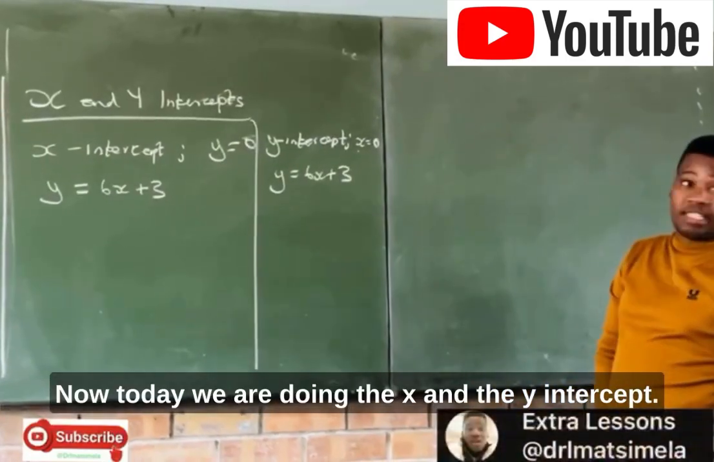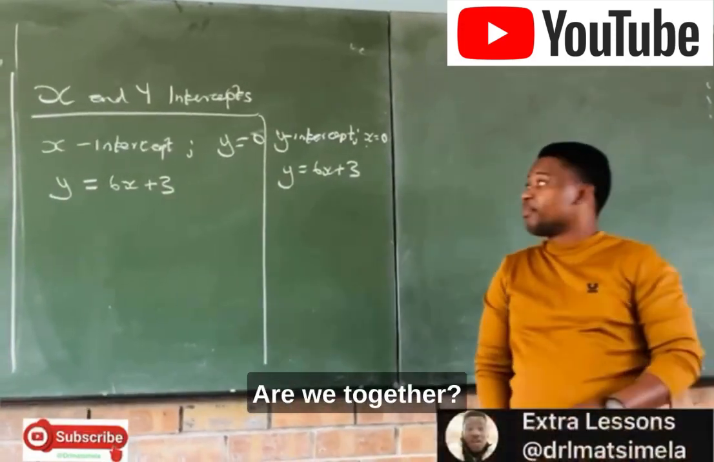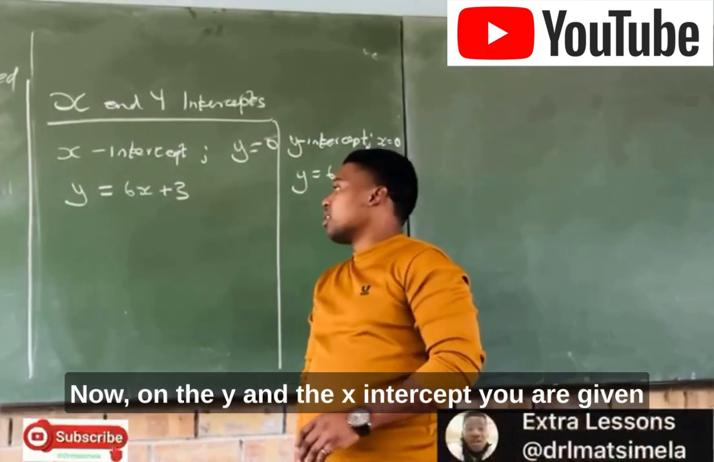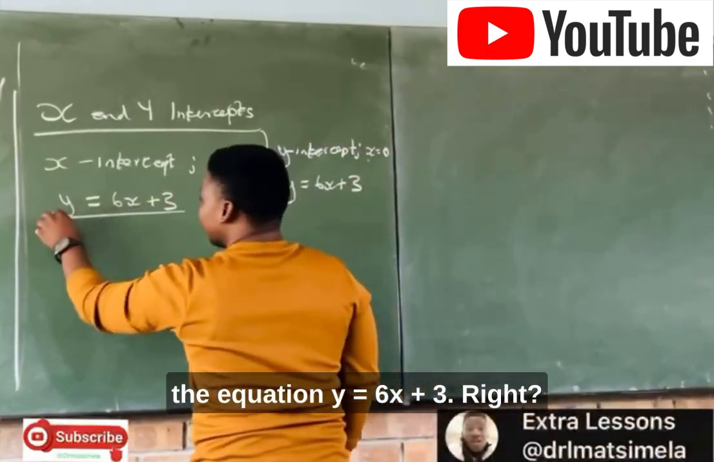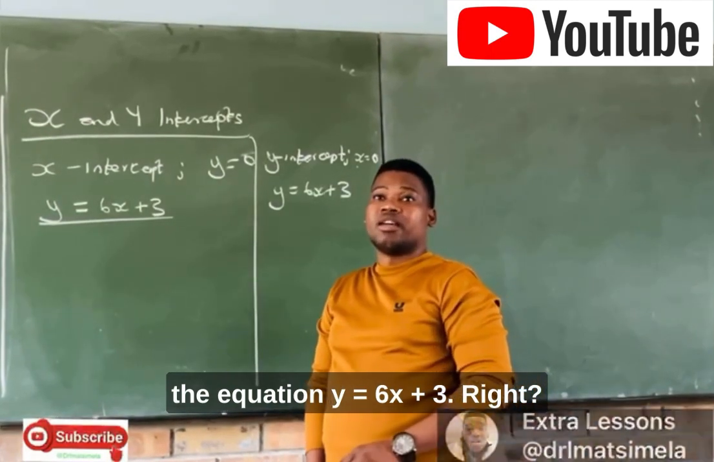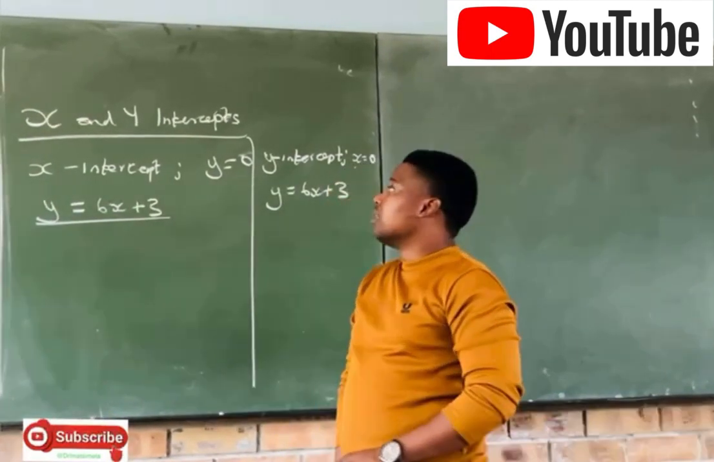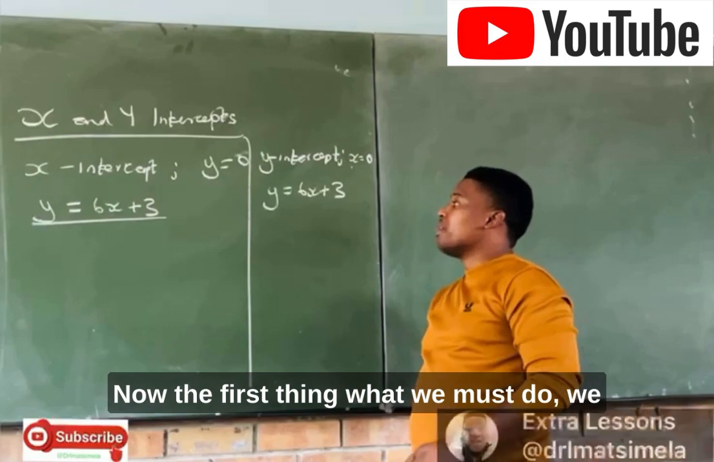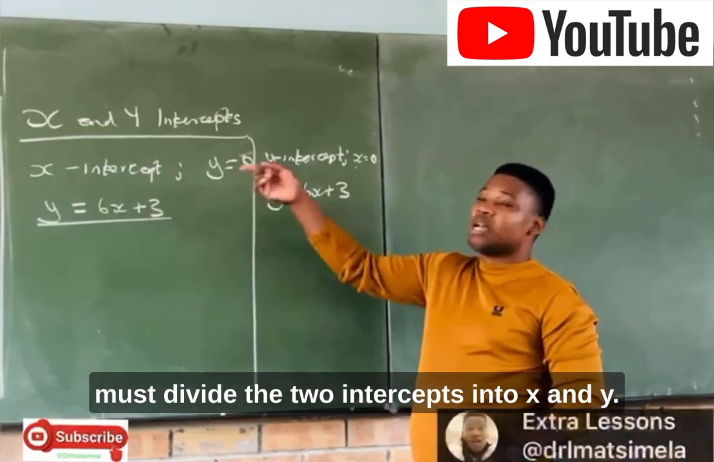Now today we're doing the x and the y intercept. Are we clear? Yes. Now on the y and the x intercept, we are given the equation y is equal to 6x plus 3. Right? Yes. Now, the first thing we must do is divide the two intercepts into one.